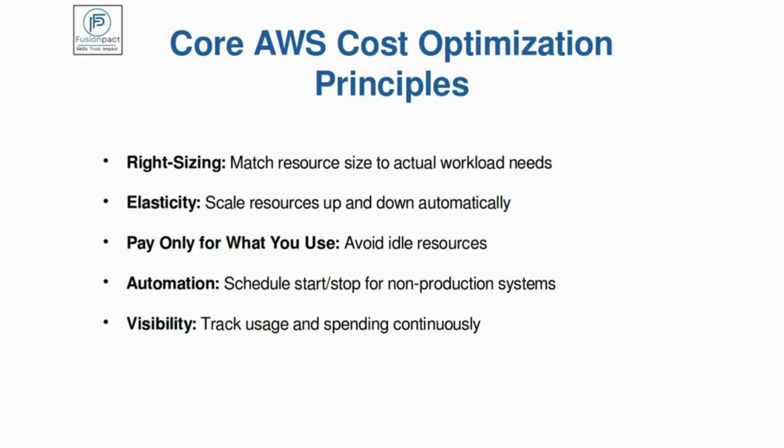Automation is the fourth one. We can schedule start and stop for non-production systems. Like if an EC2 is not running for more than 1 week, we can automatically make a policy to terminate that. The last one is visibility. We can track our usage and spending continuously. There is a resource manager in AWS itself, which gives us the ability to track everything.